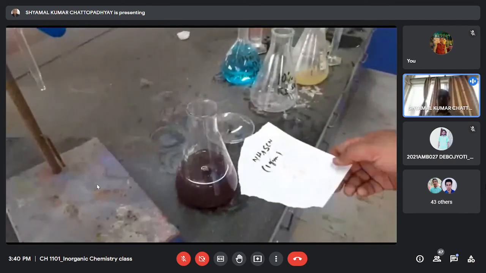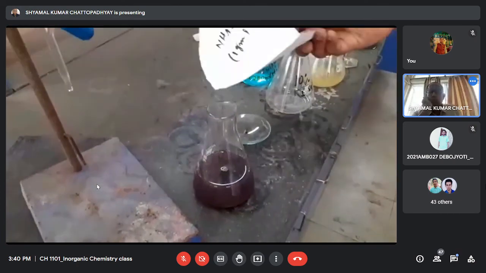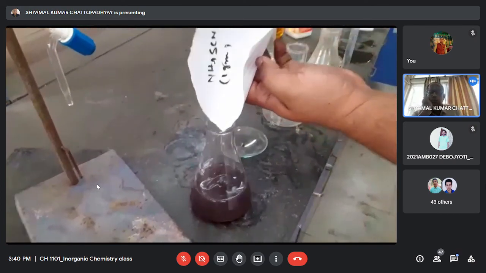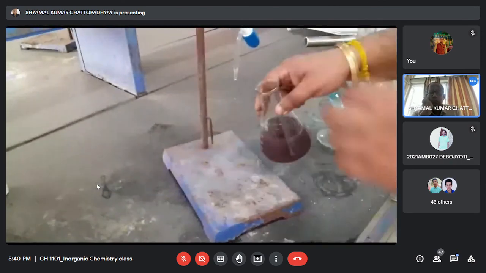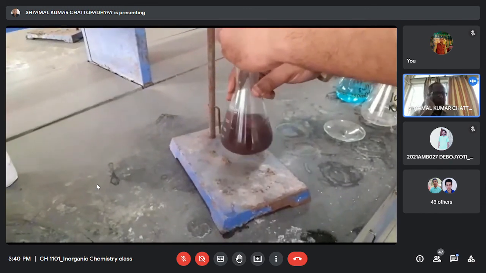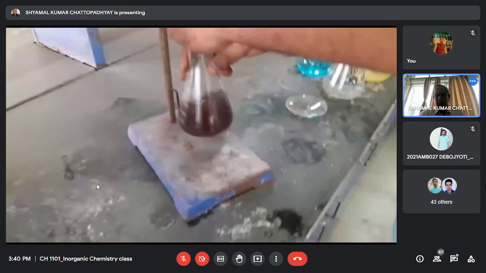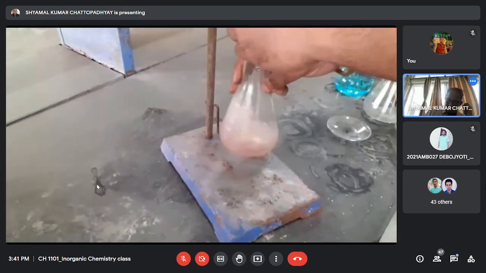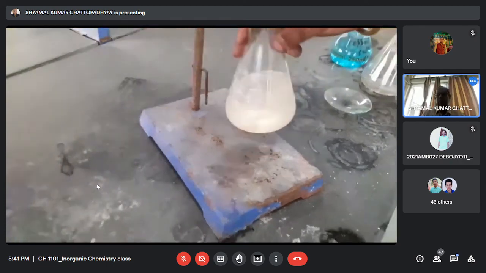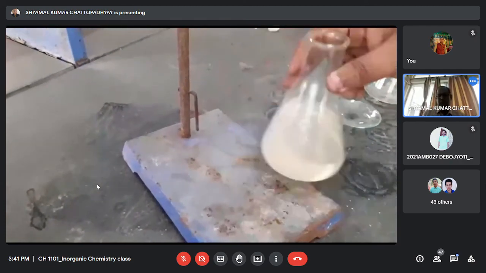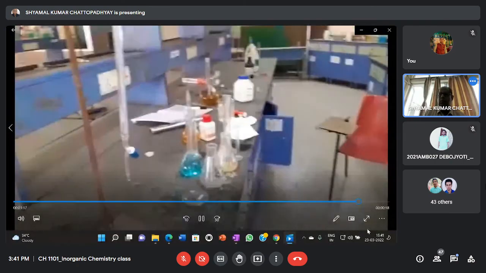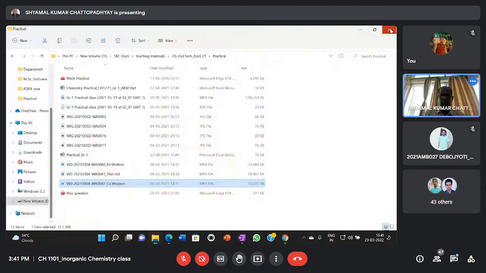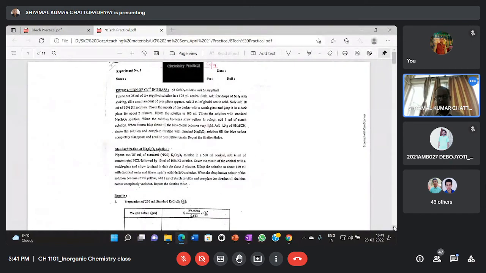Add 1 gram of ammonium thiocyanate, mix it and titrate. This is the endpoint color, which is milky white. Repeat the titration, that means the fast titration. So you take the results.